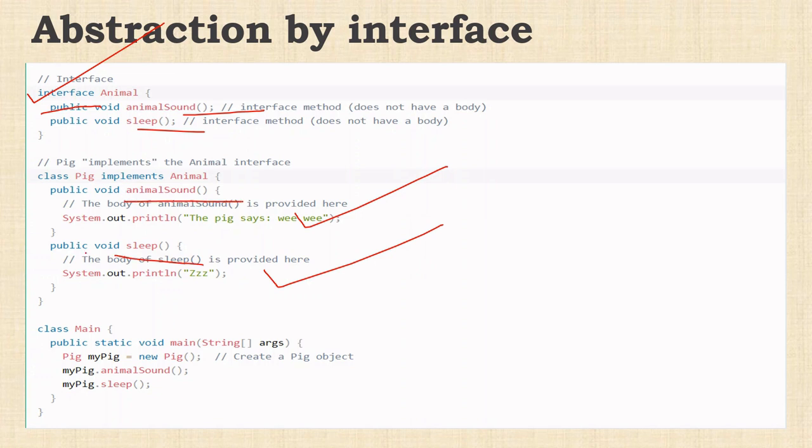After implementing the pig class, we are creating an instance, my pig, and we are calling my pig dot animal sound and my pig dot sleep. So we are calling the methods of the animal interface, which are implemented in the pig class, with the help of the pig instance. Like this, we can achieve abstraction with the help of the interface. So I think you understood.